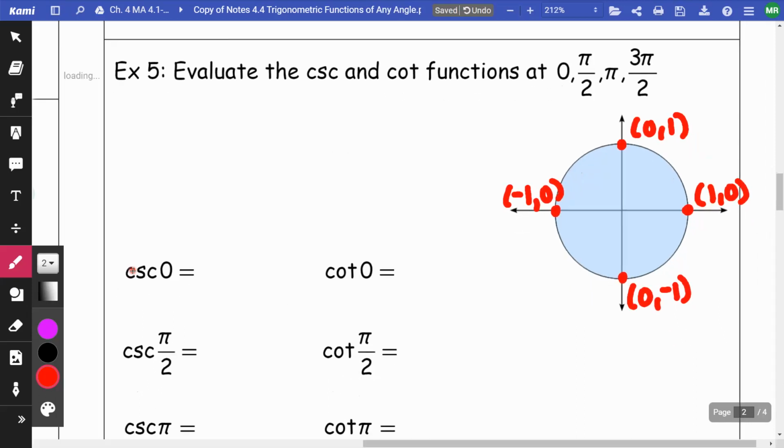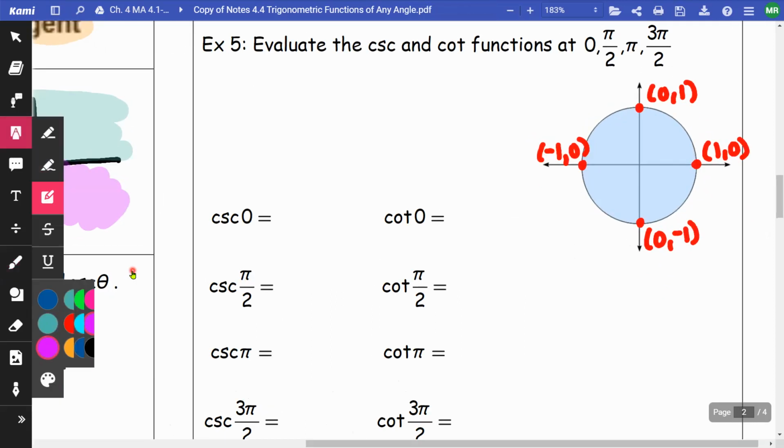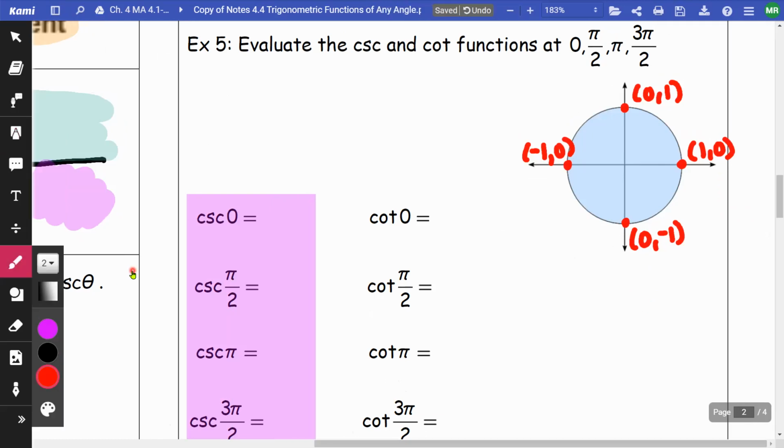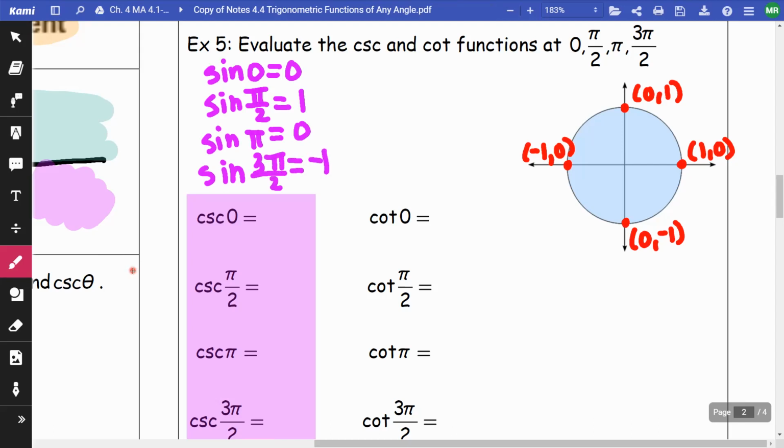Now, when I'm dealing with cosecant, which is what this whole section right here is, all of these are cosecants, I'm going to be dealing with the reciprocal of sine. So let me just find the sine of each of these. The sine of 0 is going to be 0 because that's my y coordinate. The sine of pi halves is going to be 1, again, y coordinate. The sine of pi is going to be 0. And the sine of 3 pi halves is going to be -1.